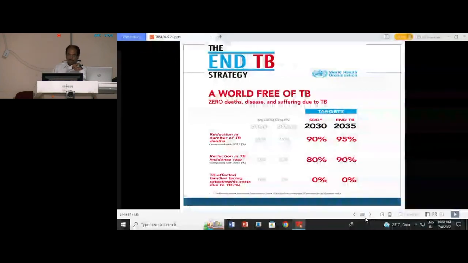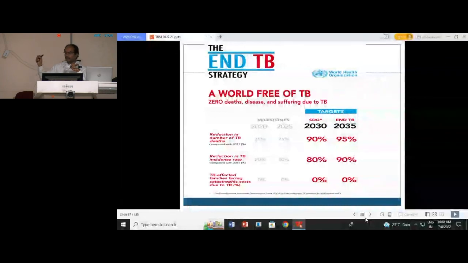Reduction in TB incidence rates, 80%, 90%. And TB-affected families facing catastrophic costs due to TB. That's why the government is doing a lot of things. It should be zero. They should not pay any. Most of the drugs are free of cost. So TB-affected families facing catastrophic costs should be zero by 2030 and 2035. They should not pay anything.